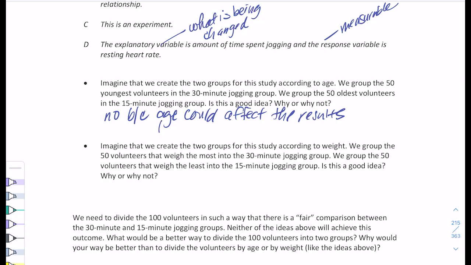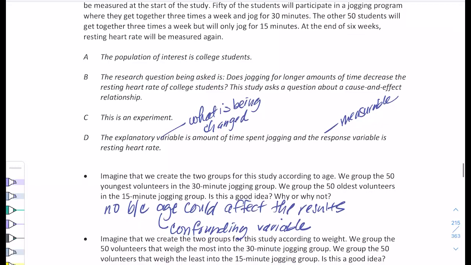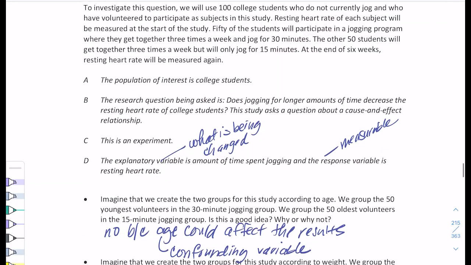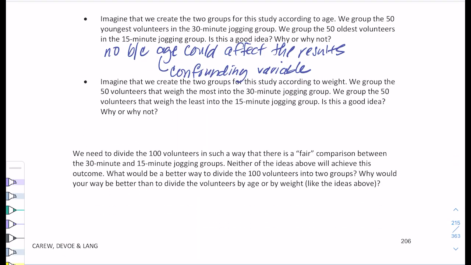And we would call age a confounding variable. It's a variable that's having influence on the results, but it's doing it in an indirect way. So you don't know whether it's the age, or the person jogging for 30 minutes or 15 minutes, that is making their heart rate decrease or increase or stay the same.